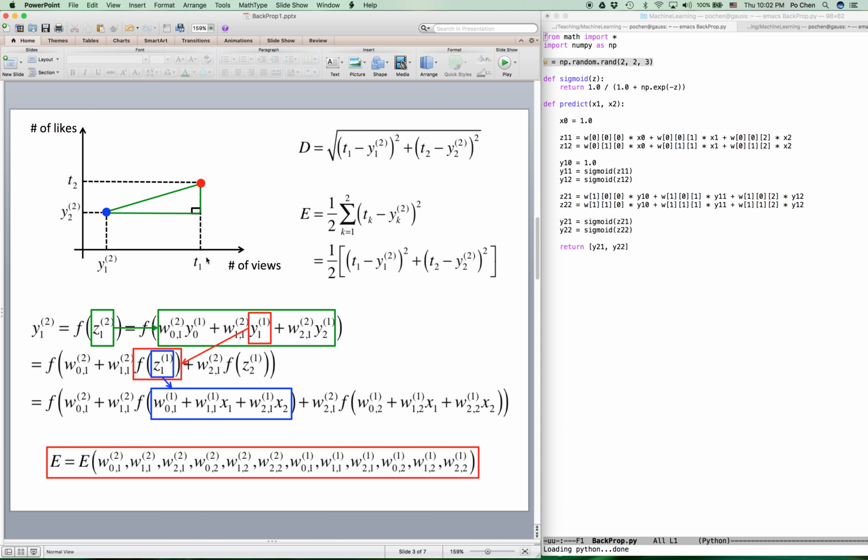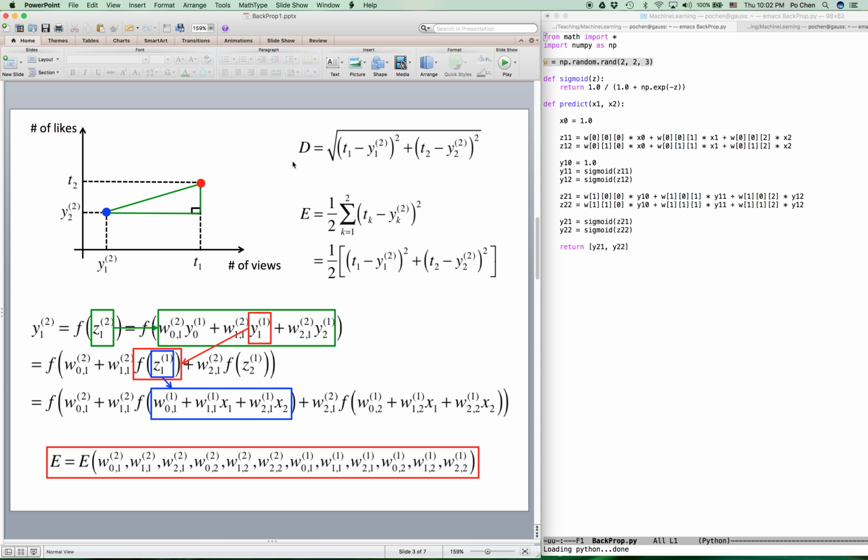Then we denote the actual number of views and likes per week for the same video as T1 and T2. T means ground truth, the true number of views and true number of likes. So this red point just represents the actual number of views and likes for the same video. Once we have these two points, we can compute the Euclidean distance between the blue point and the red point.